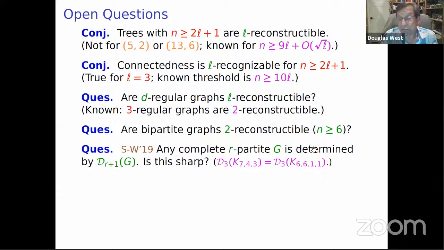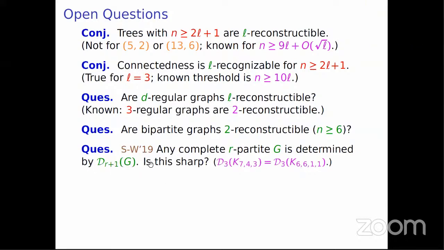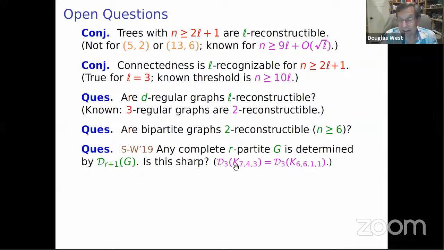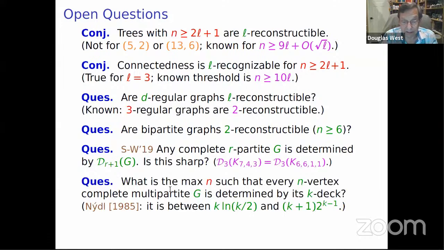I showed you that complete r-partite graphs are determined by their (r+1)-deck. Is this always sharp? We know when r equals 3 that it is, because this particular complete tripartite graph has the same 3-deck as this complete four-partite graph. So this graph is reconstructible from its 4-deck, but not from its 3-deck. Can you generalize this construction to larger r? That might be one of the easier questions.